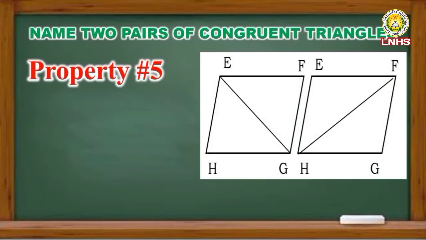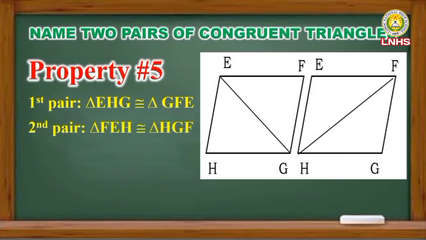Name two pairs of congruent triangles using property number 5. Our first pair is triangle EHG is congruent to triangle GFE. We create a diagonal EG, so the two congruent triangles are being formed. And for our second pair, we create a diagonal FH. Then we create two congruent triangles, which are triangle FEH is congruent to triangle HGF.